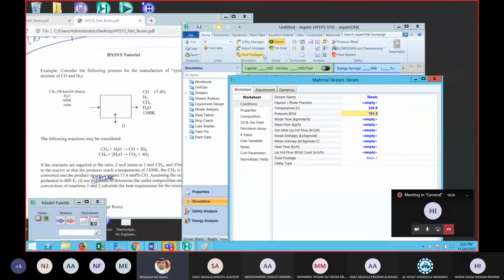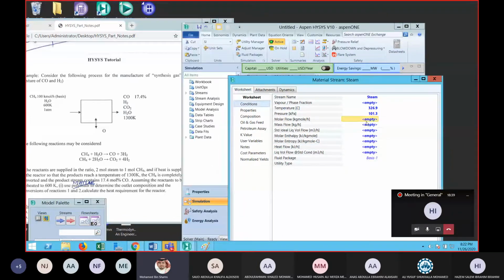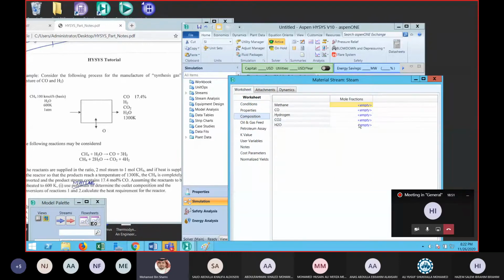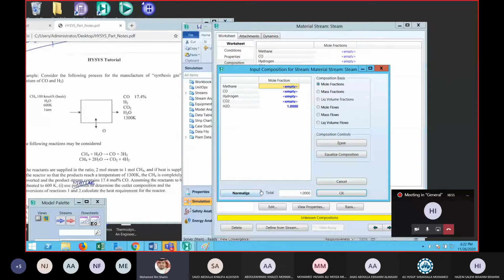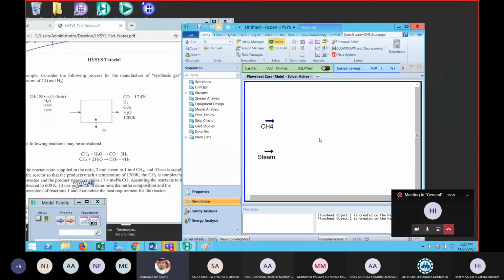If you read the problem statement, they have given us the relation. So we have 2 moles of steam for every 1 mole of methane. So basically the molar flow rate is double that. It's 200 kilogram mole per hour. And this is pure water. So we have 1 here and everywhere else is 0. Okay. So the stream converges well.